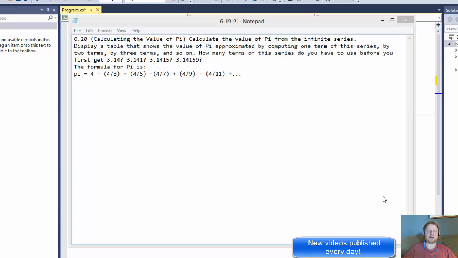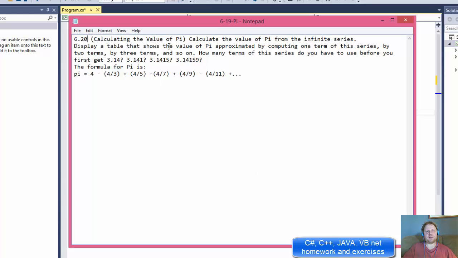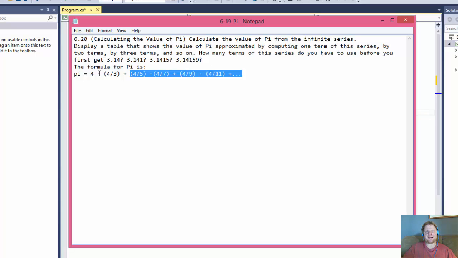Hi, it's Pavel with a C-sharp homework from the book C-sharp 2012 How to Program, chapter 6, exercise 20. We are going to do a little math here, calculating the value of pi. We're supposed to calculate the value of pi from the infinite series, but we'll do it manually by utilizing this formula. This is how you calculate pi.